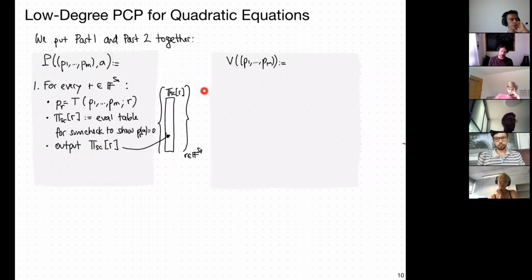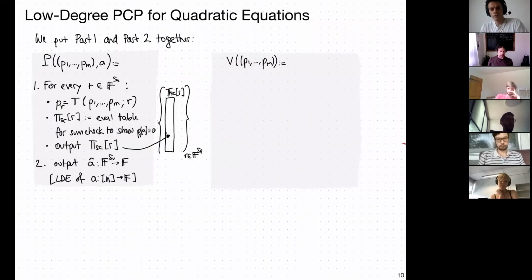We think about this as pi of sum-check. This is the part of the proof that would help us emulate the sum-check protocol. And also we'll take the Reed-Muller encoding, the low degree extension of this satisfying assignment, and send it as well.